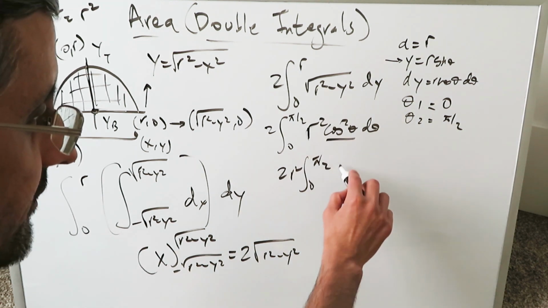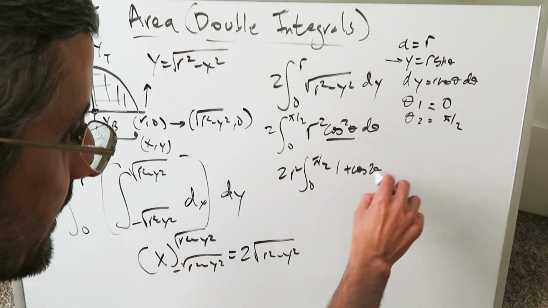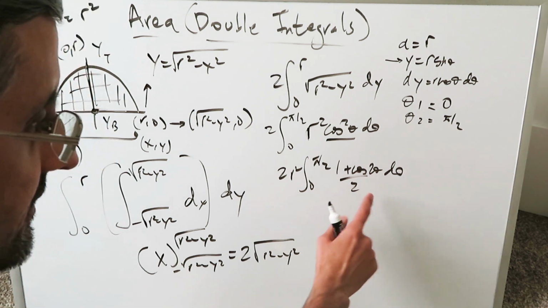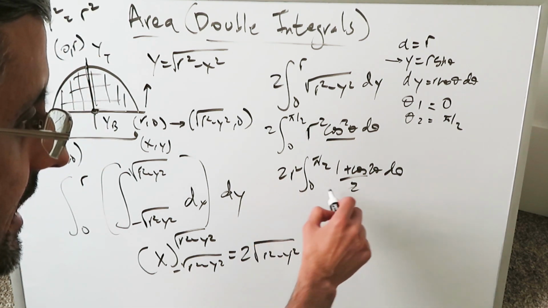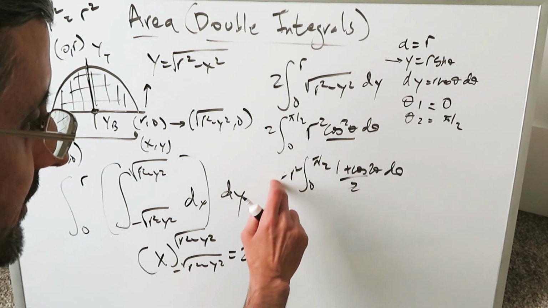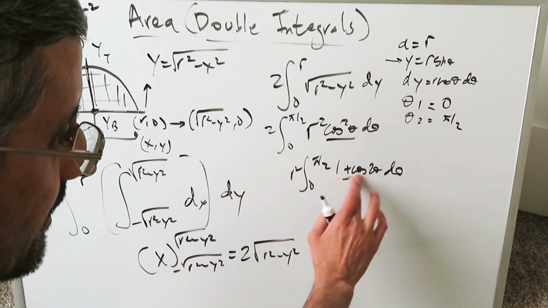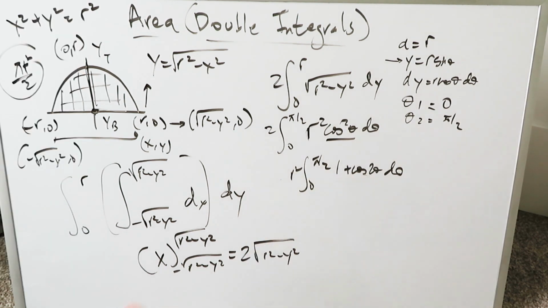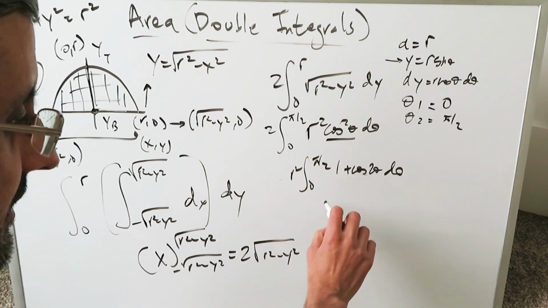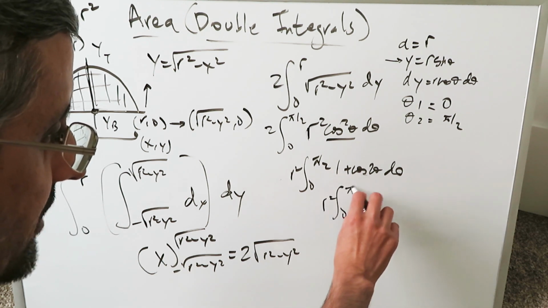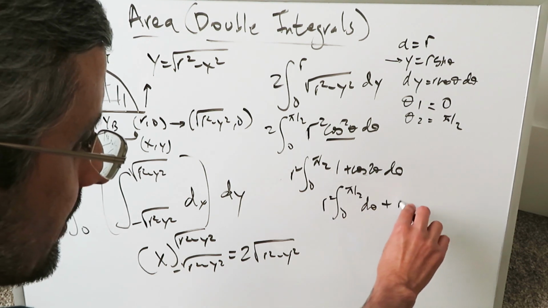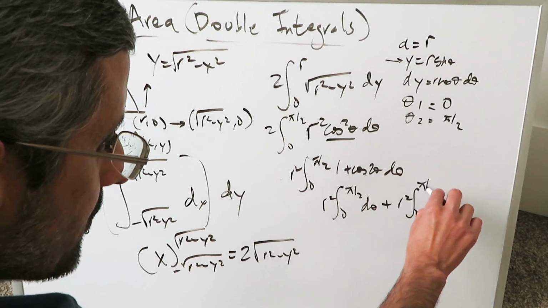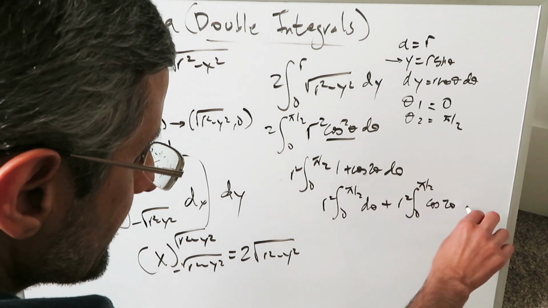Power reducing identity for this, 1 plus cosine 2 theta over 2 d theta. You see this over 2, I'm bringing it out here and it'll cancel with this, but I'm going to remove it because we don't need to see it. It'll remove entirely with that. You can separate everything now across a positive sign. You will have r squared 0 to pi over 2 d theta plus r squared 0 to pi over 2 cosine 2 theta d theta.